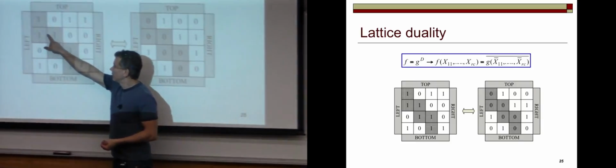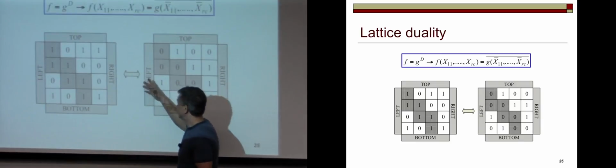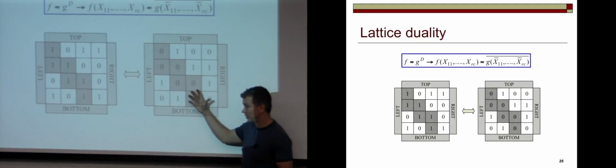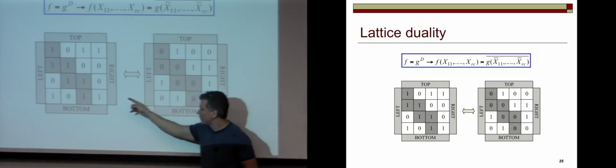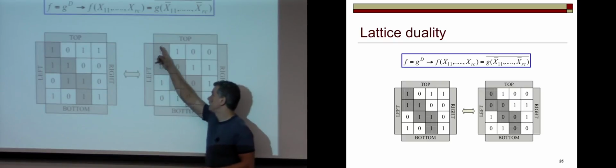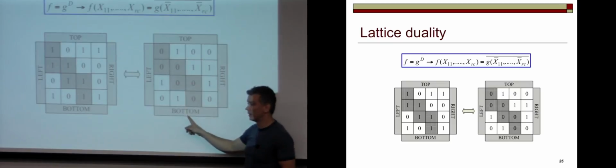So here, if we flip all the variables, it means that for a particular assignment, we flip all the 1s and 0s. That's what I've done here. And if we had a path of 1s that connected top to bottom over there, it means we'll have a path of 0s that connects top to bottom over here.